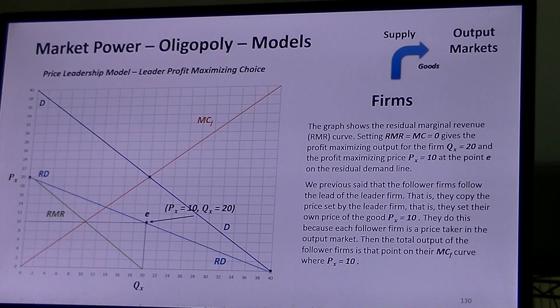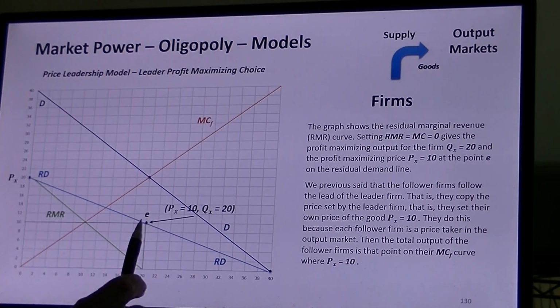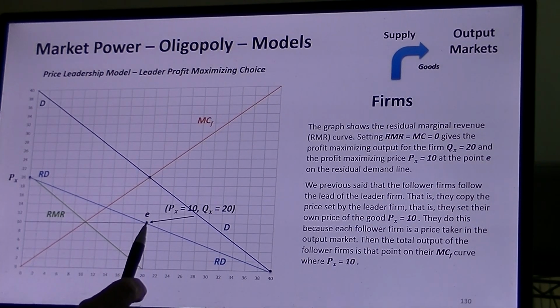Now we've said that the follower firms follow the lead of the leader firm. That is, they copy the price set by the leader firm. They set their own price of the good, Px equals 10. They say, well, we'll sell our good for 10 also. Well, how much can they sell for 10?